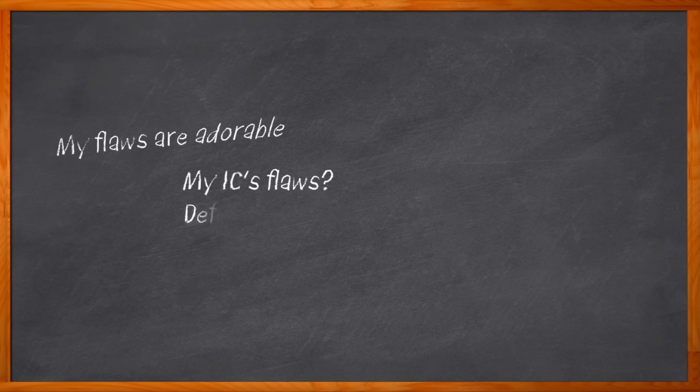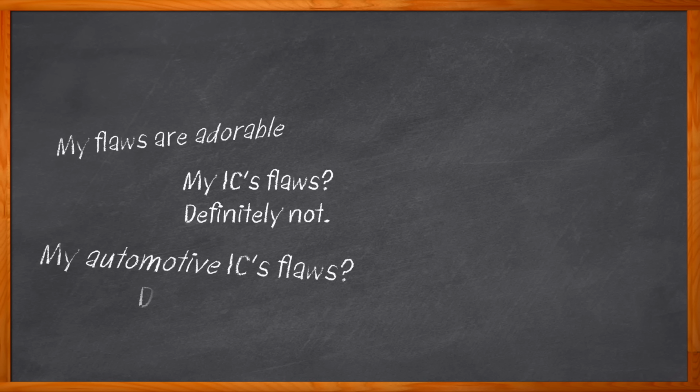When a human has a fault, it's called a blemish or maybe a personality quirk. When an IC has a fault, it's called a big deal. When an automotive IC has a fault, it's called a really big deal. It could mean a matter of life and death.